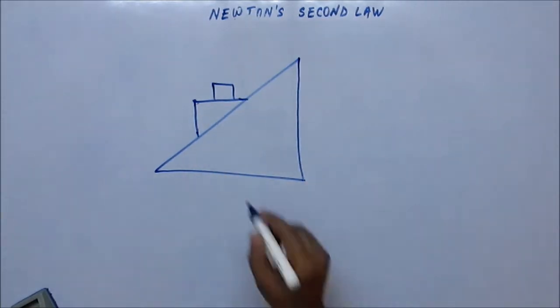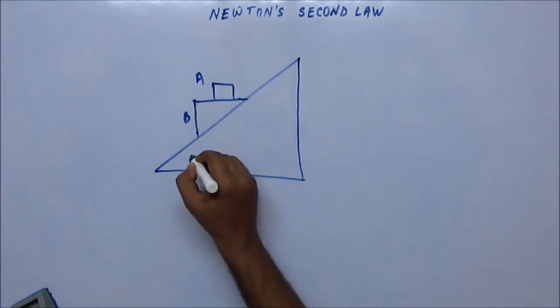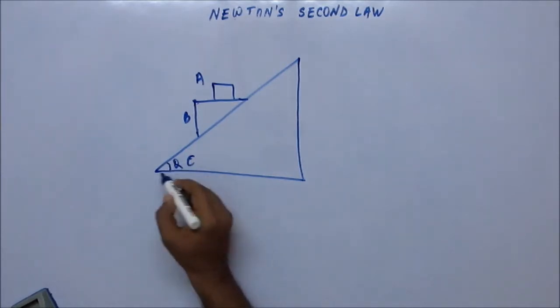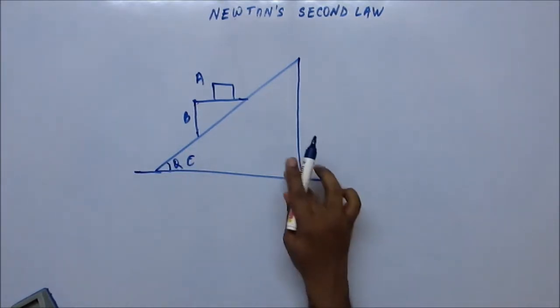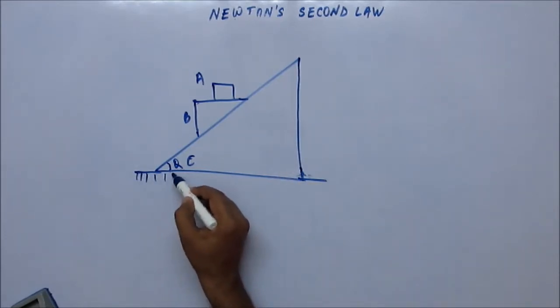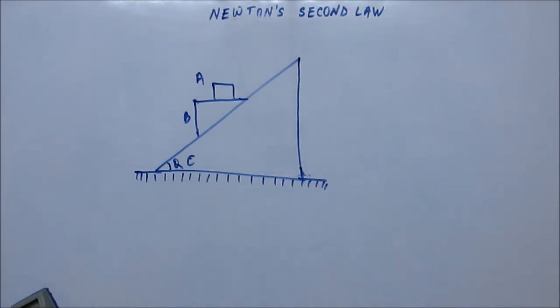The wedge is moving. We have an arrangement like this: block A, block B, and this is C, and this angle is theta. It is kept on a horizontal surface which is frictionless, and wedge C is not fixed. Wedge C can move. Now you have been asked, what is the acceleration of A and B and C?